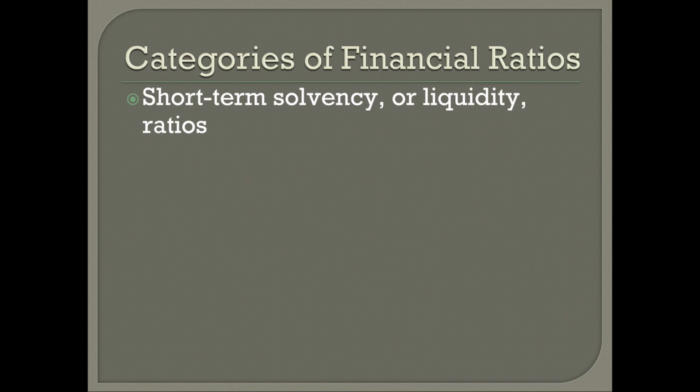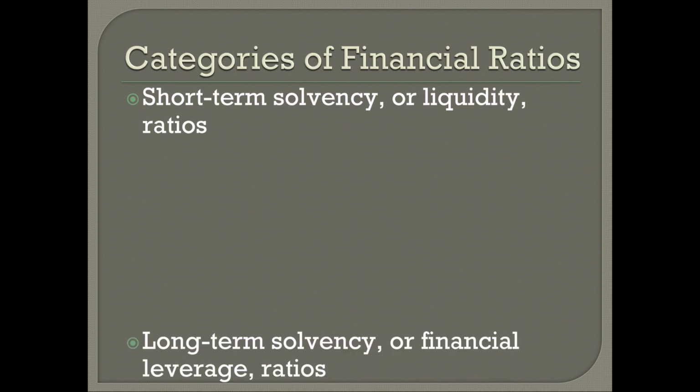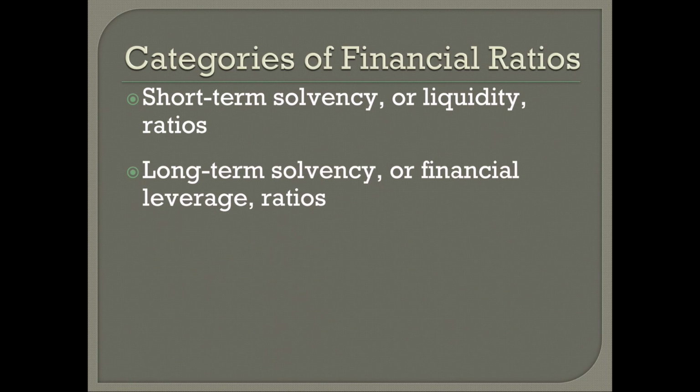So what is your ability to meet your short-term obligations, your current liabilities, with your short-term assets, your current assets? That's what short-term solvency ratios look at: your ability to cover your short-term obligations with your short-term assets. The second category is called long-term solvency. Once again, solvency is the ability to pay debts when they are due. This one focuses on your long-term obligations, so your long-term debt.